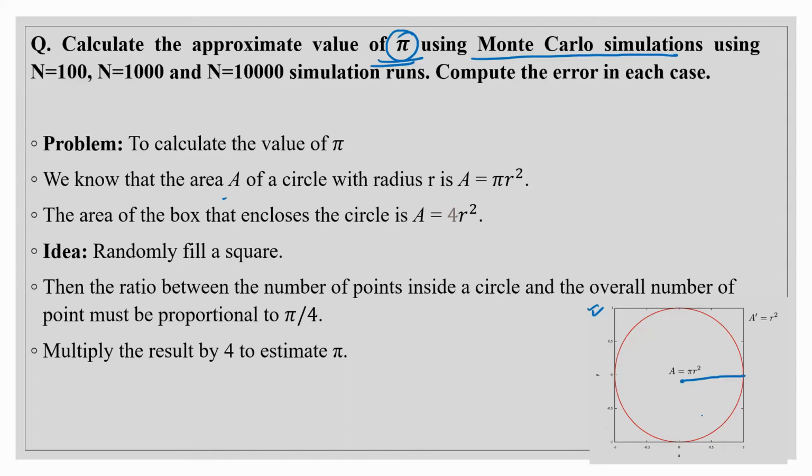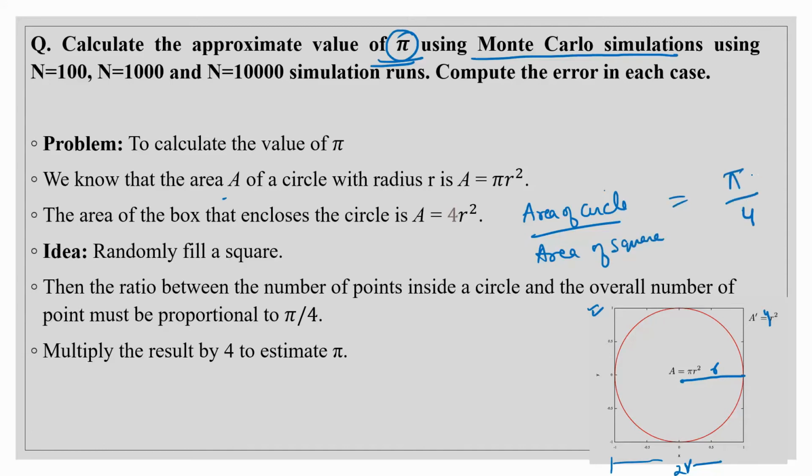The area of the circle is pi r square, that means I have radius r. So this length will of course be 2r, and so my area will be 2r into 2r, that is 4r square. This is the area of the square. Now if we calculate the area of the circle divided by the area of the square, you will see you are getting pi by 4, right?